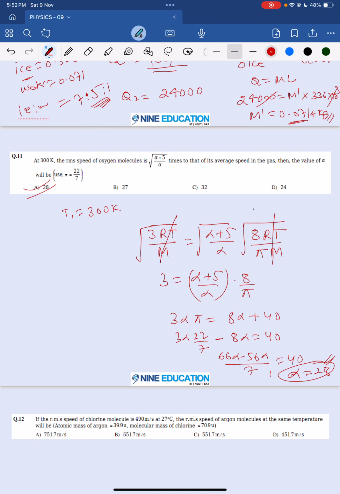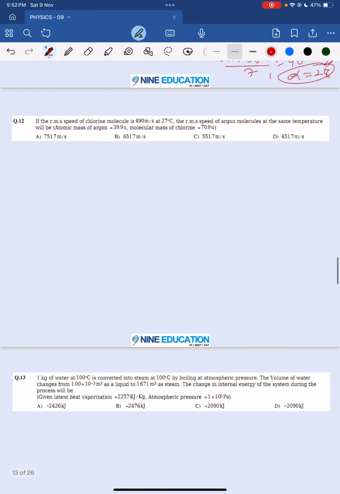Do we have that? Yes, sir. Alpha is 28. Correct. So now what is the next question we have? The next question is: the RMS speed of a chlorine molecule is 490 meter per second at 27 degrees Celsius, and the argon molecule at the same temperature will be. So we know that VRMS is basically root 3RT by M. And they are saying at the same temperature, that means VRMS 1 by VRMS 2 will be root M2 by M1. Children, yes or no?